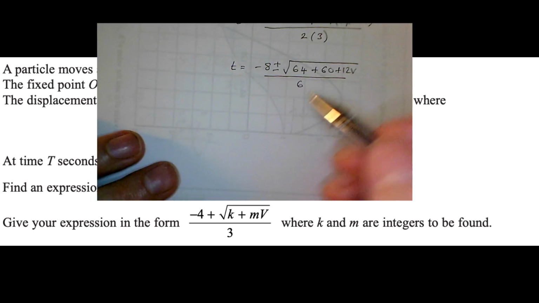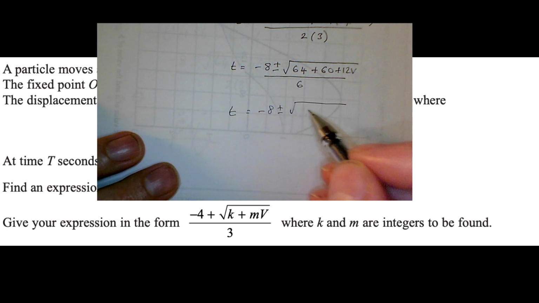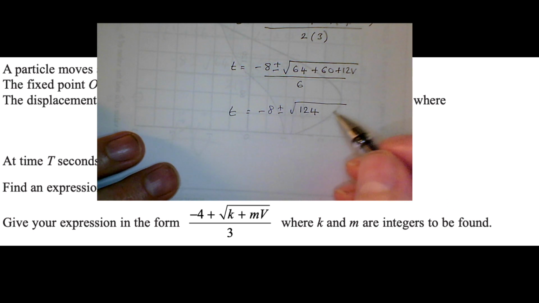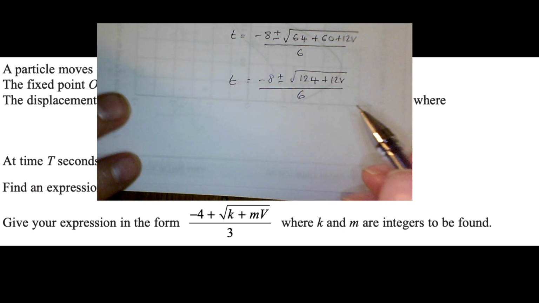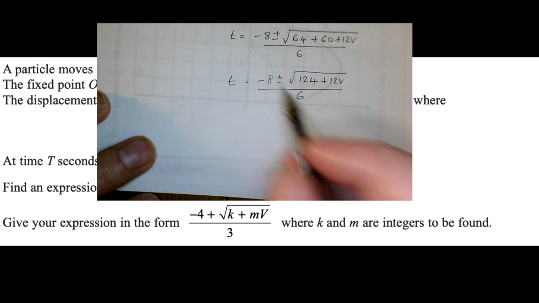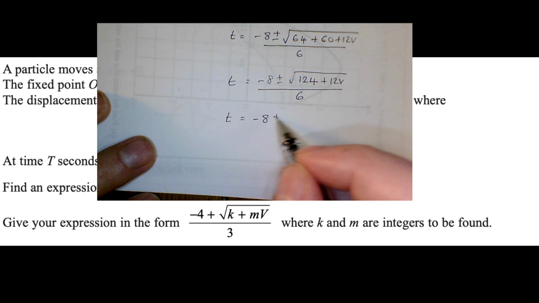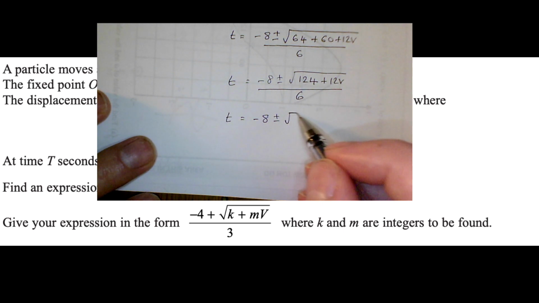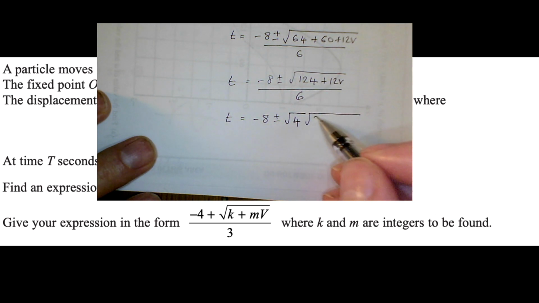So we're getting there, we're getting to what they want. T is equal to minus 8 plus or minus, now we've got 64 plus 60 is 124, isn't it? Plus 12v. But you see, look at the answer they give us, they want it over 3, so clearly we need to cancel a 2 all the way through. So to do that, I'm going to pull what I can out of the top. 124 and 12, they both share a 4, don't they? So I'm going to rewrite that one as the square root of 4 times the square root of, half of 124 is 62, half of that 31, yep, 31 plus 3v.